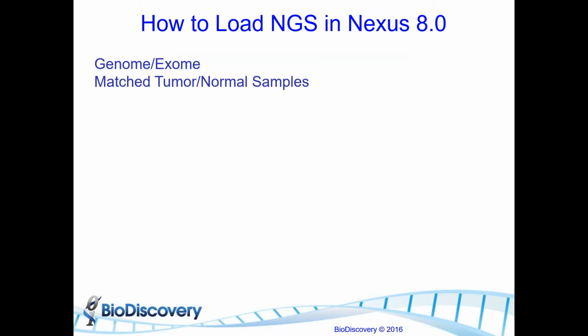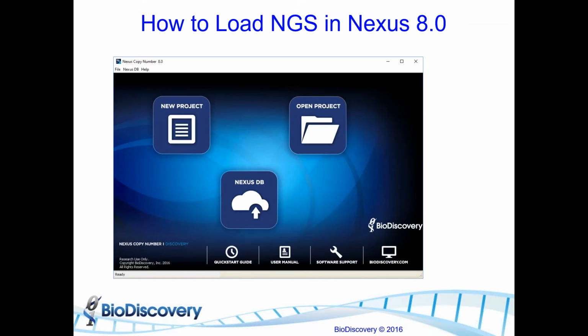Now we also may have genome or exome data or even targeted panel where we have a matched tumor normal sample. That means that we have the same individual with two samples, one that's going to be in their tumor and one that's going to be either a tissue or blood normal. In this case, we want to load those BAM files directly into Nexus using the BAM NGCGH matched.